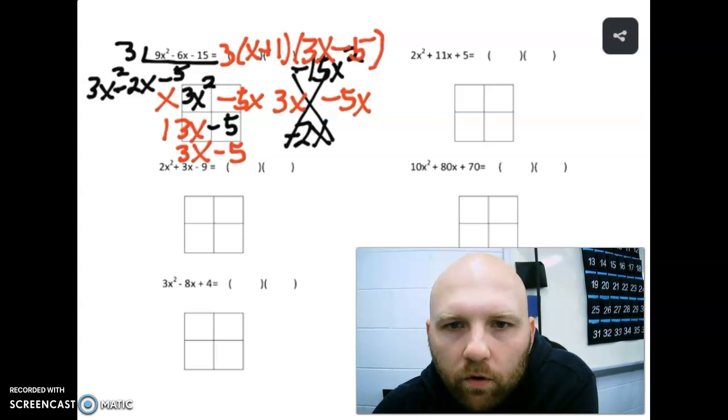It doesn't matter what order we put the factors in. The x plus 1 and the 3x minus 5 could be switched.